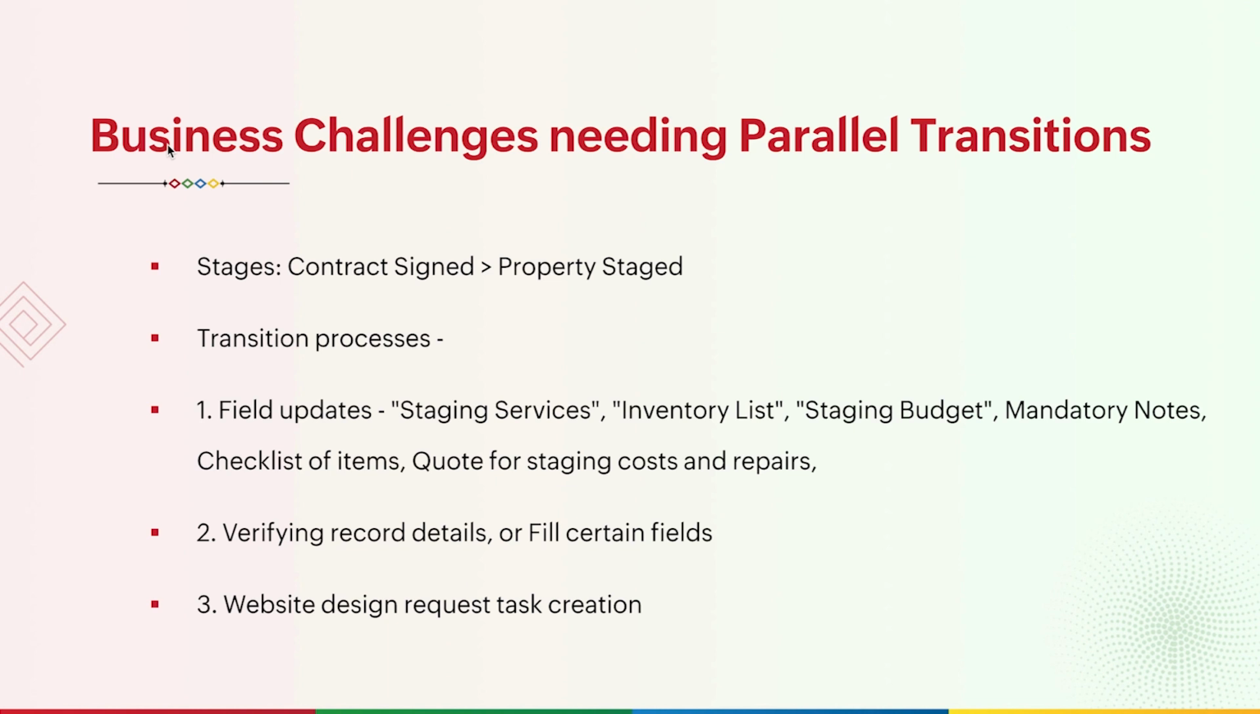While in Blueprint's current scenario, this should be created as a single transition, there are a few problems with this. The fields involved during staging are a lot. Staging services, inventory list, staging budget. We also need to mandatorily update notes. A quote for staging costs and a quote for estimated repairs need to be created, and a checklist of items that need to be taken care of during the staging process.